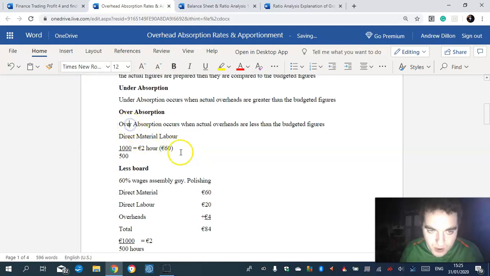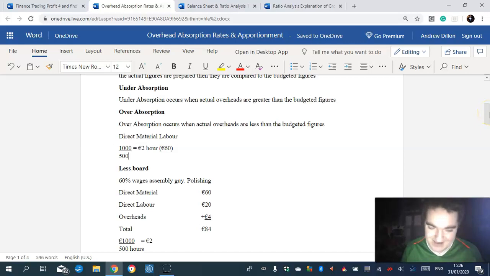So over absorption occurs when actual overheads are less than the budgeted figures. Then direct material and labour: €1,000 equals €2, or brackets €60 to 500. Less board 60% wages. Assembly and polishing. Direct material is €60. Direct labour is 20. Overheads €4. Then we add all together. The total answer is €84.